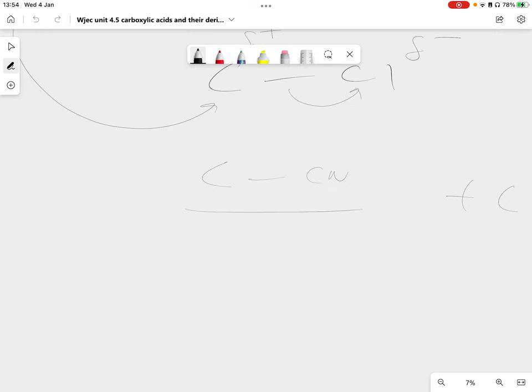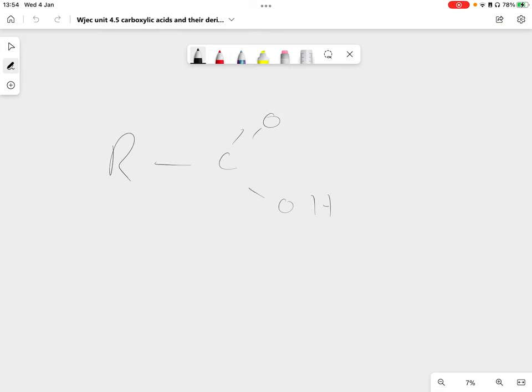So now we'll move on to the formation of an acid chloride. So we looked at acid chlorides before. So we can look at it as a derivative again of a carboxylic acid. So we want to go from our carboxylic acid to our acid chloride.